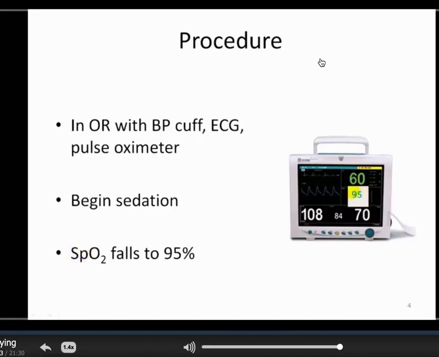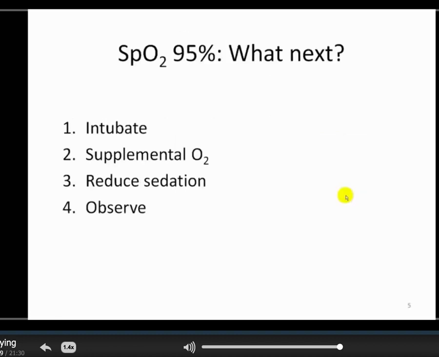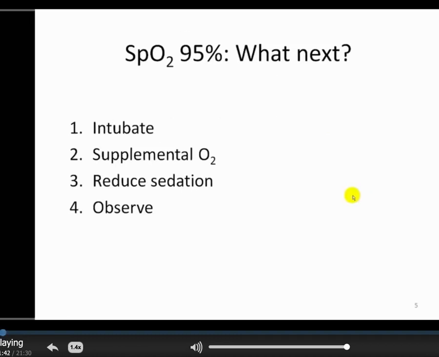Here's a pulse oximeter machine, again showing overall 95% is her oxyhemoglobin saturation. So SpO2 is a pulse oximeter 95%. So what to do next? Should she be intubated? Should you give her supplemental oxygen, reduce sedation, or observe? If you want to pause your lecture here, you can and think about it. And when you have an answer, you can start playing again, and we'll continue to work through the case.